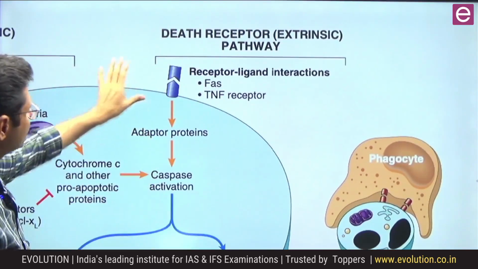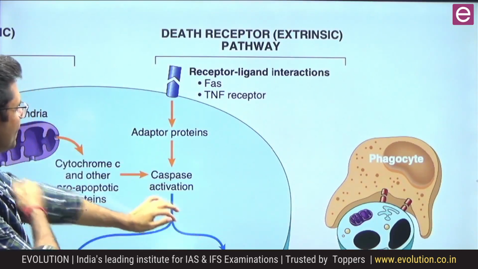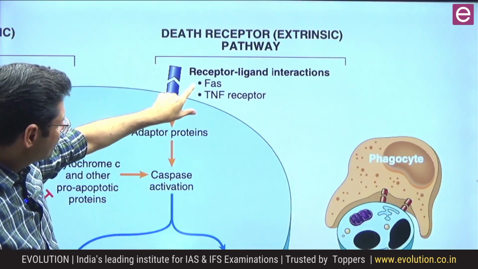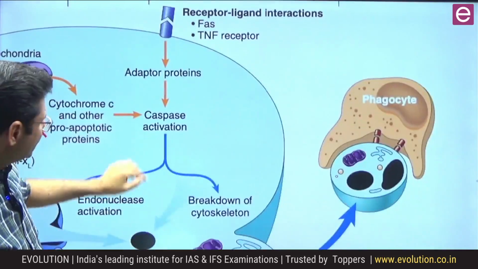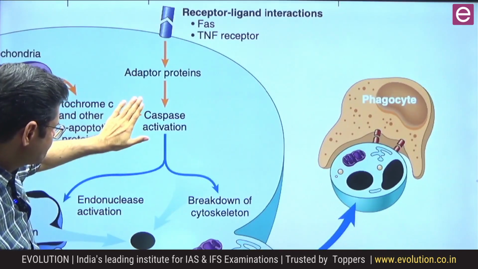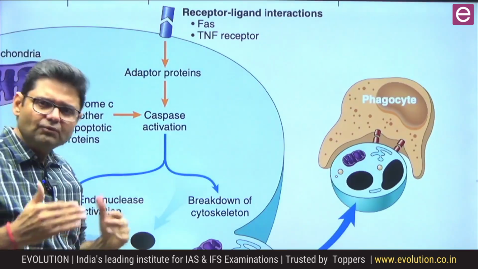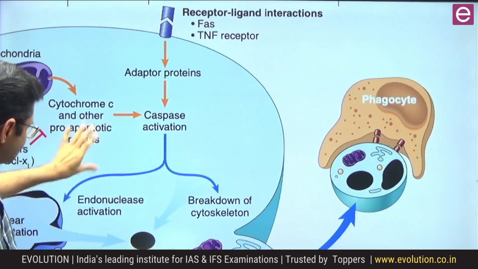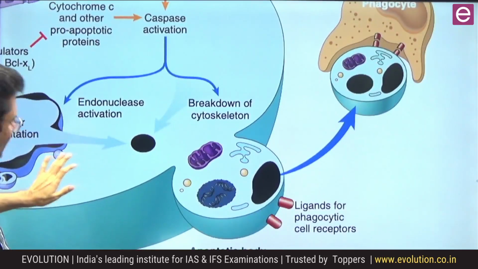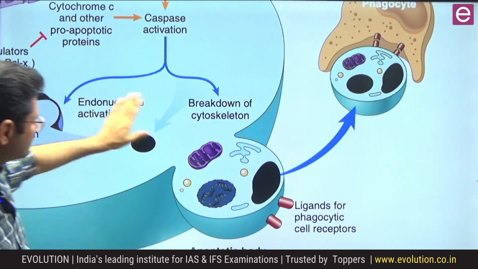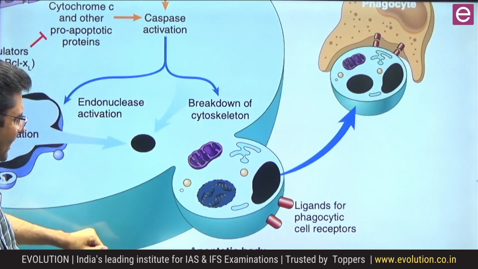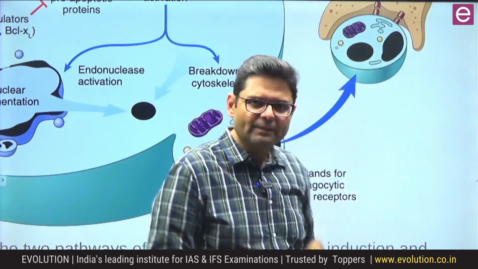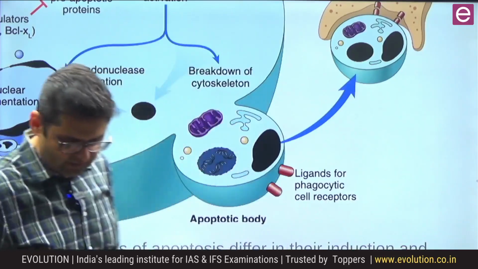First and foremost, you have got the death receptor pathway, the extrinsic pathway. So the receptor and ligand is the signaling agent. They bind, the two types being FAS and TNF. Then adapter proteins will be attached, caspases will be activated. So we now know which caspase will be activated: first initiator, then executioner. Once the caspases are activated, then endonuclease activation will take place, breakdown of cytoskeleton will take place, and then can you see the apoptotic bodies being formed? They will be released and they will be engulfed by the phagocytic cells and all that.